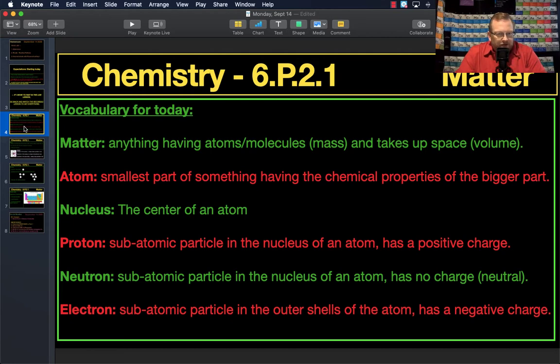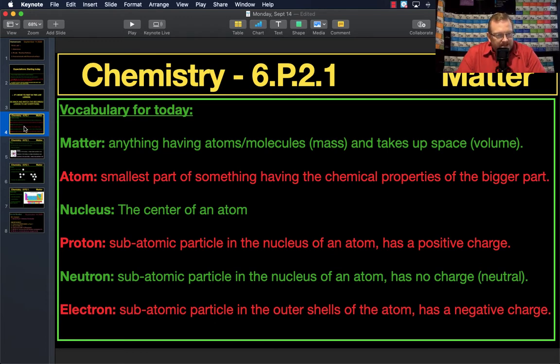We're going to talk about each of them as we go through. Matter: anything that has atoms and molecules, whether it's living or non-living, and takes up space. So those are the 2 properties of everything that's matter. It has mass, it's made up of atoms, and it takes up space. It has volume. Well, what is an atom? Atom is the smallest part of something that has the same chemical properties as the bigger part. That may not make sense right now. We're going to get into that in a minute.